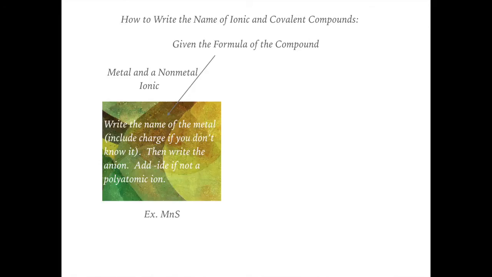So for example, MnS. Manganese is a transition metal, so I do not know its charge. Sulfur has a 2 minus charge, which means that manganese has a 2 plus charge. So when I write this, I'm going to write manganese, then I'm going to put its charge, 2, and then sulfur becomes sulfide because sulfur is not a polyatomic ion.